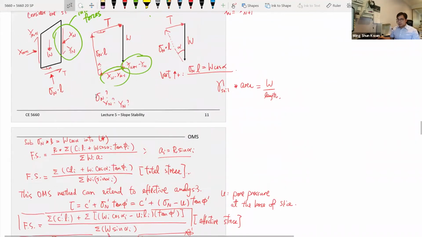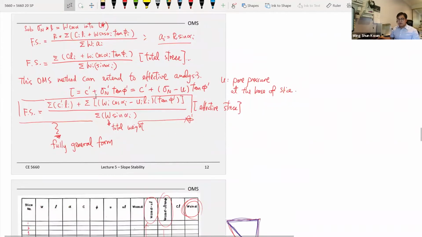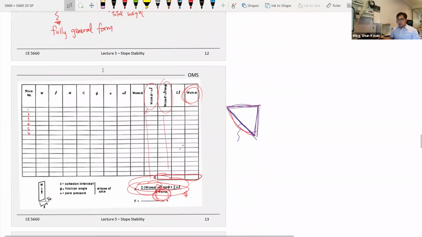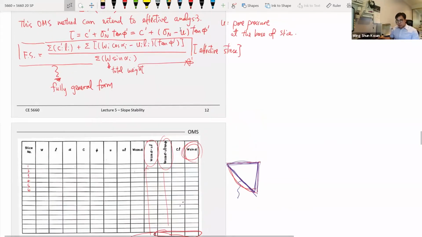With this normal stress solved, finally they can find the factor of safety of your slope analysis. And this table here is pretty much the old school computational program. The tabulated table helps you eventually solve these equations.